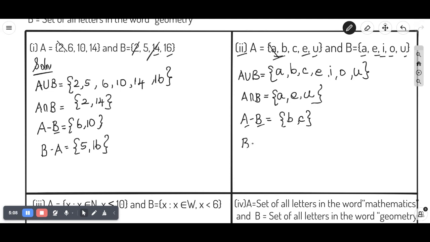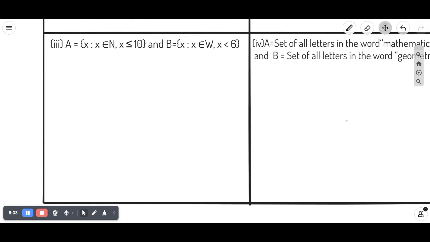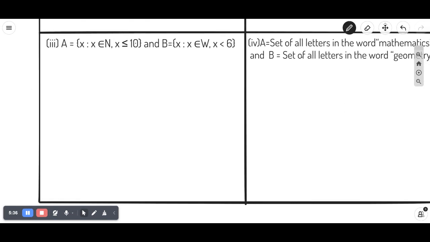Next comes B minus A. B minus A means write B but exclude your set A. Let's start with your B. A is there in A, so you can't write A. E is also there. I is not there. O is not there. U is there. So you just have to write only I and O. So this is B minus A. With this, let us move on to our next question. The other two questions are not direct, so we have to find our set first. So in this, let us start our solution with set A.